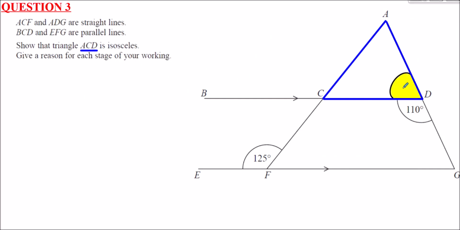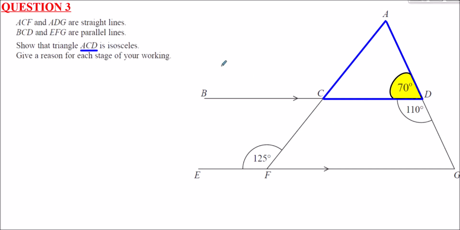This is the angle where we can work out, first of all, I'd say, because we're told A to D to G is a straight line, and we should remember that angles on a straight line add up to 180. So if that's 110, and that's the other side on a straight line, then this angle here will be 180 minus 110, which gives 70. So that's the first thing we can say.